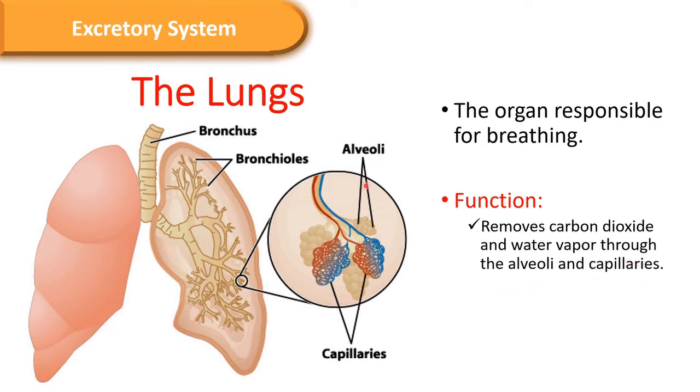So you can see here your alveoli. Your alveoli look like grapes, and around those grapes there are capillaries, this blue and red color, that wrap around the alveoli. Your capillaries carry your carbon dioxide to your alveoli, then your alveoli will remove this carbon dioxide through breathing.